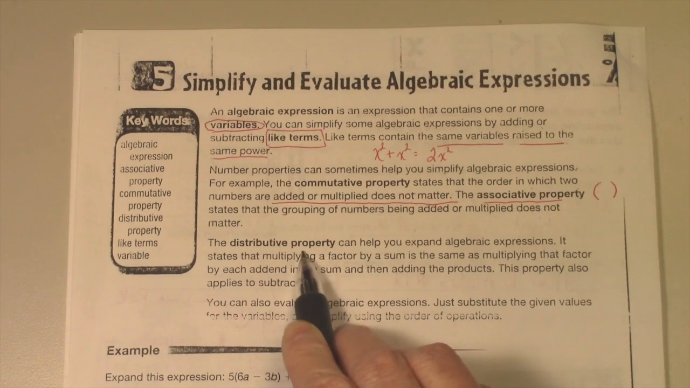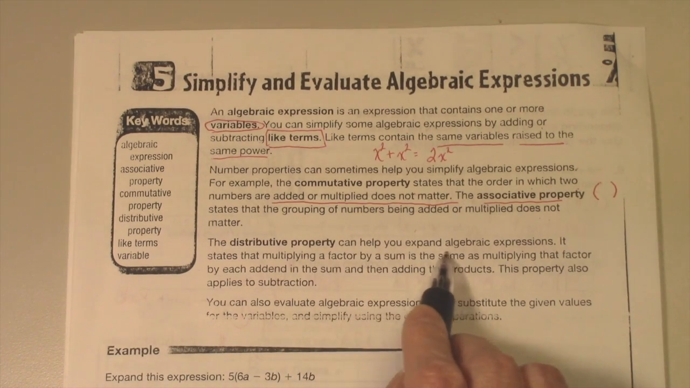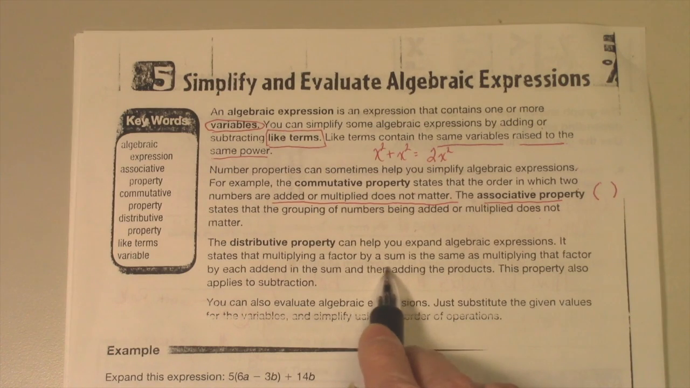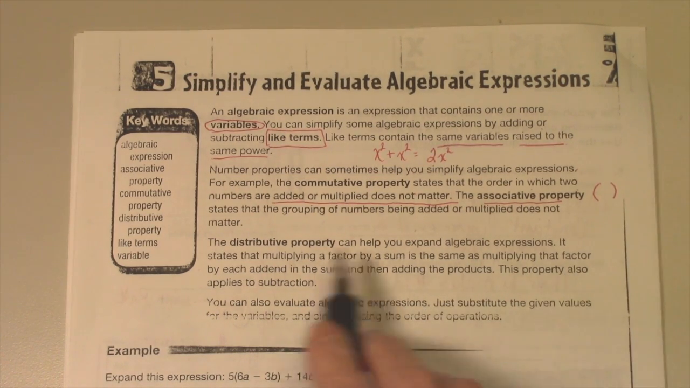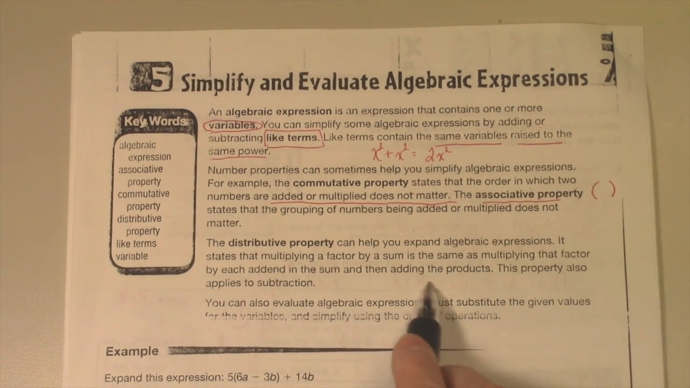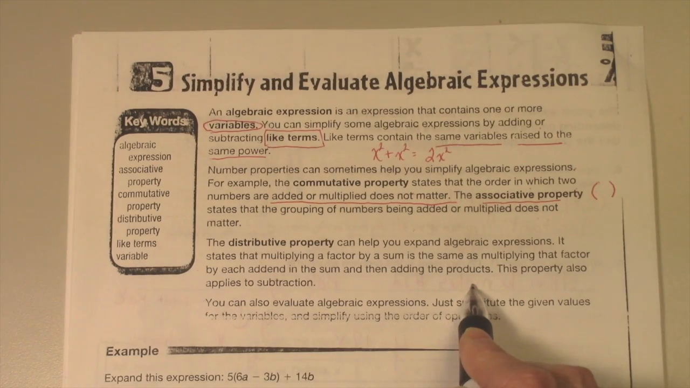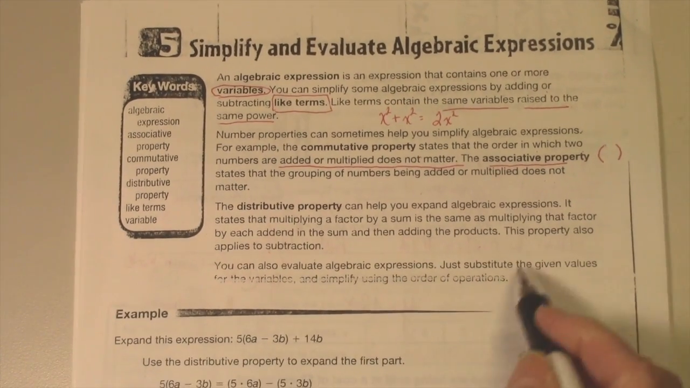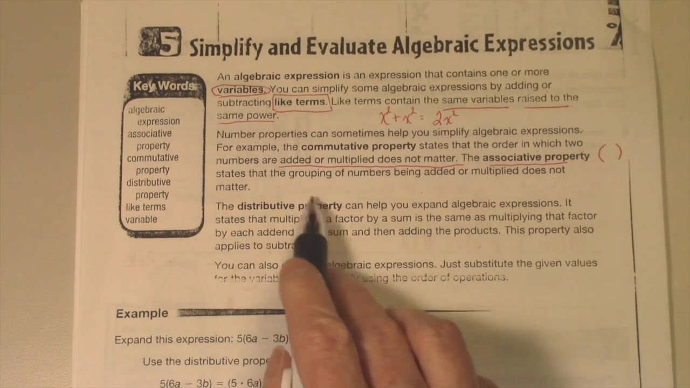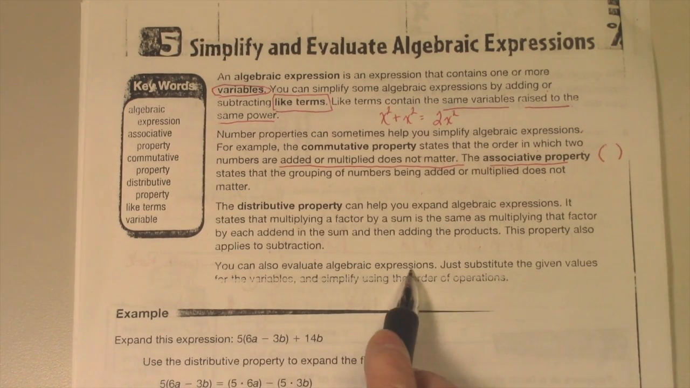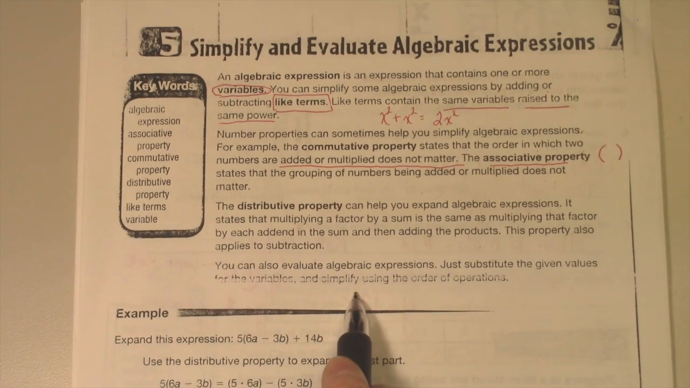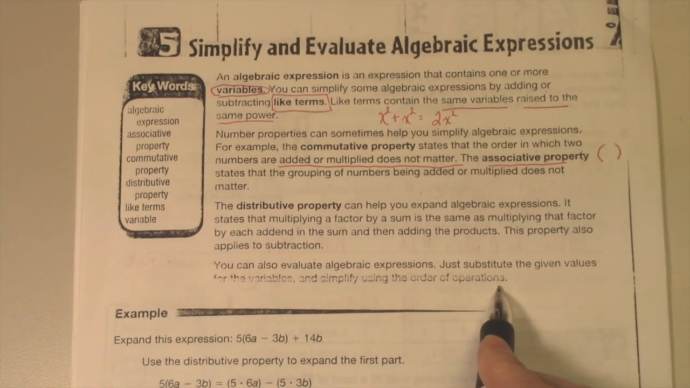Okay? The distributive property can help you expand algebraic expressions. It states that multiplying a factor by a sum is the same as multiplying that factor by each addend in the sum and then adding the products. Oh my God, lots of words. Don't worry about that. This property applies to subtraction also. You'll get this. You could also evaluate algebraic expressions. Just substitute the given values for the variable and simplify using the order of operations.